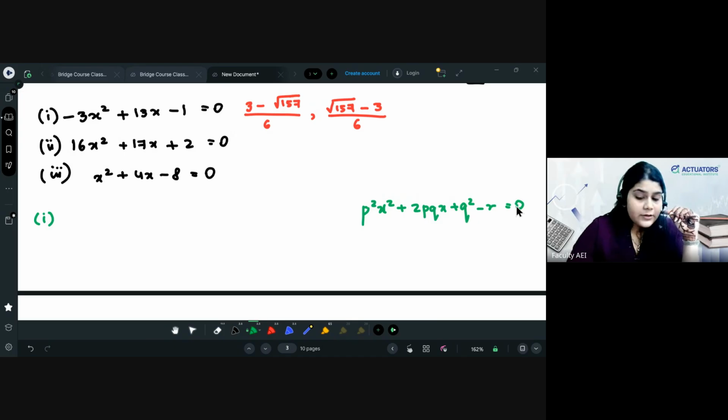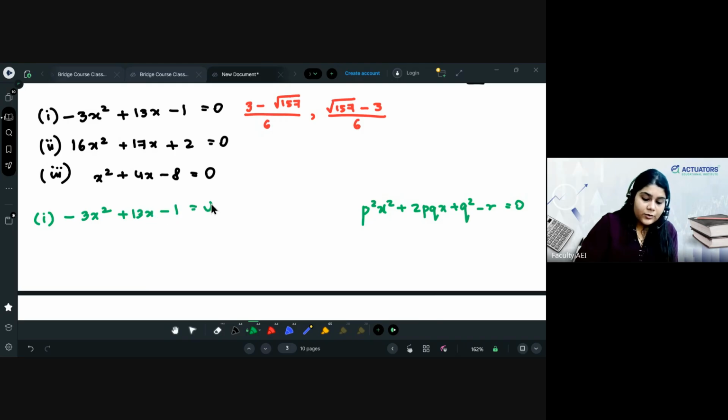Has anyone else finished the first one? Okay, let's try out the first one. The equation is minus 3x square plus 13x minus 1 is equal to 0.